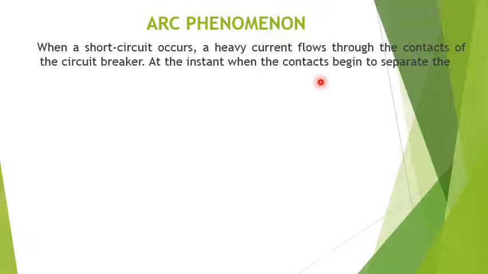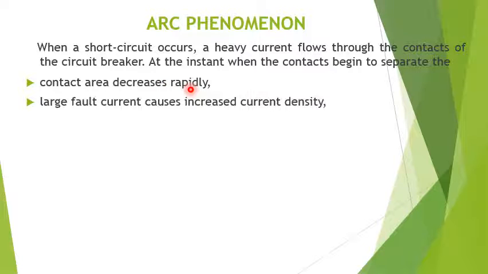Now we'll look at the arc phenomena. When a short circuit occurs, a heavy current flows through the contacts of a circuit breaker. At the instant when the contacts begin to separate, the contact area decreases rapidly. Because of the decrease in contact area, there is a large fault current, which increases the current density. Because of the increase in current density, there is a rise in temperature.